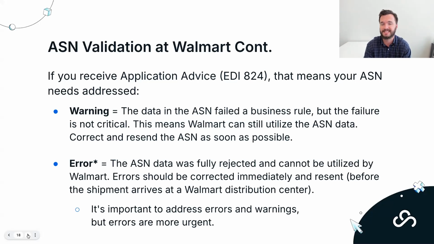This means that the ASN data itself was completely rejected and it cannot be utilized by Walmart. So this is, again, another layer in this process of how much of the content needs to be fixed or corrected. These should be corrected immediately and resent before the shipment arrives at a Walmart distribution center, or else you will get dinged for that being late. It's important to address errors and warnings, but the errors will be more costly if they're not fixed right away. Hopefully that makes sense.